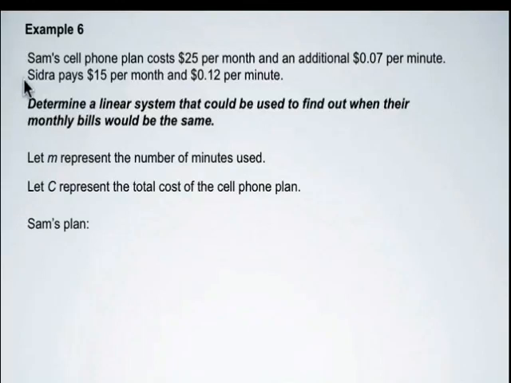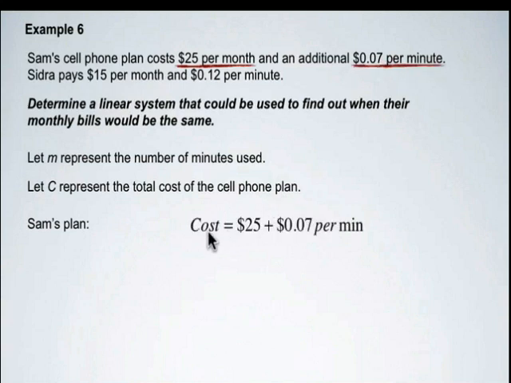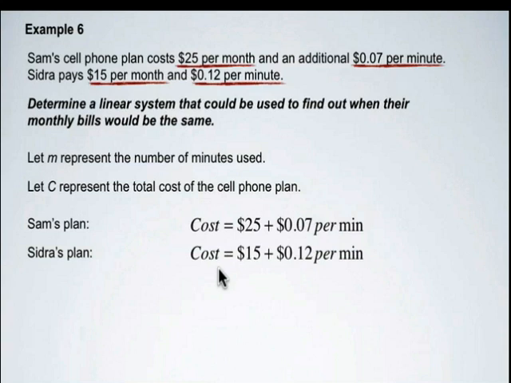So Sam's plan is, remember, the cost is going to be equal to the $25 per month plus 7 cents per minute. So cost is equal to $25 plus 7 cents per minute. And Sidra's plan is going to be $15 per month plus 12 cents per minute. So we can write that as cost is equal to $15 plus 12 cents per minute.